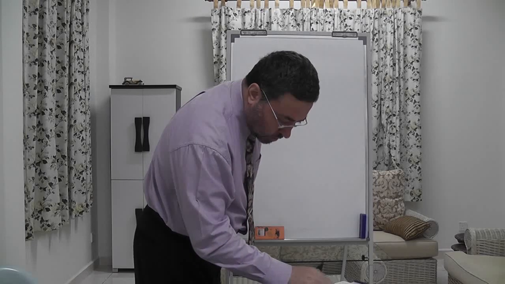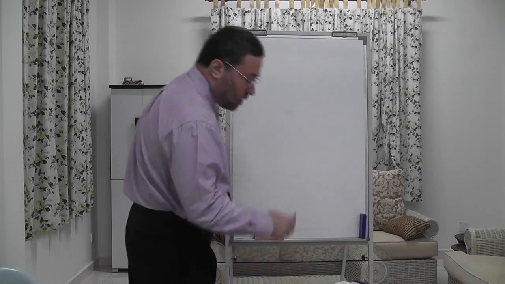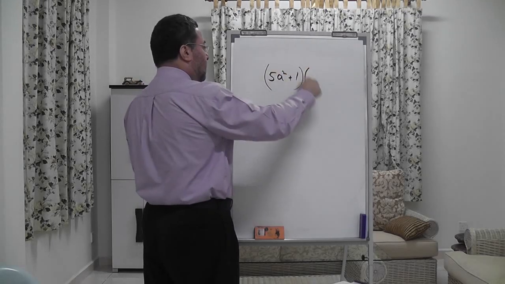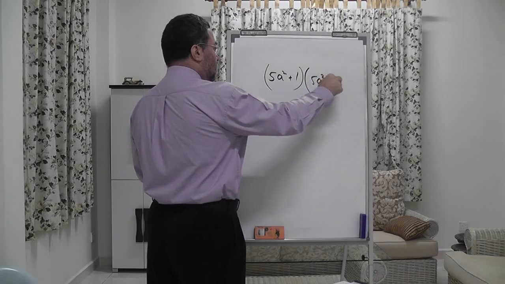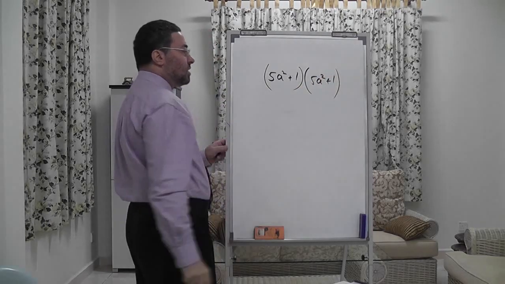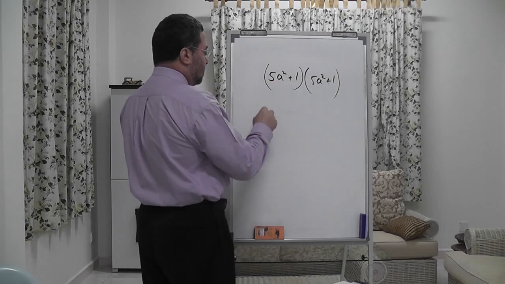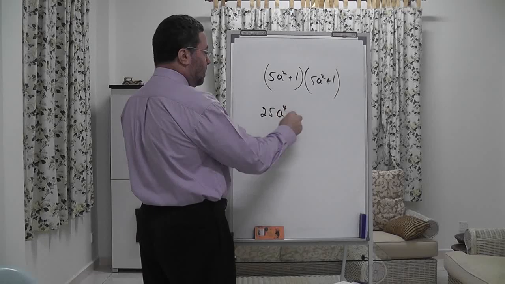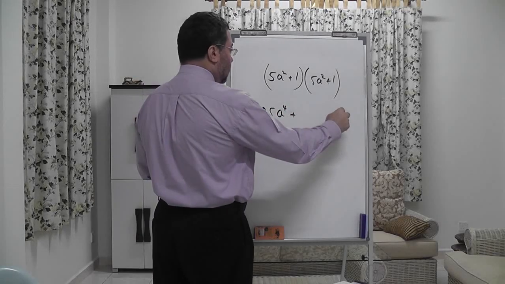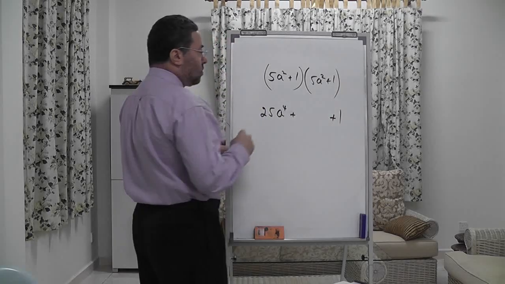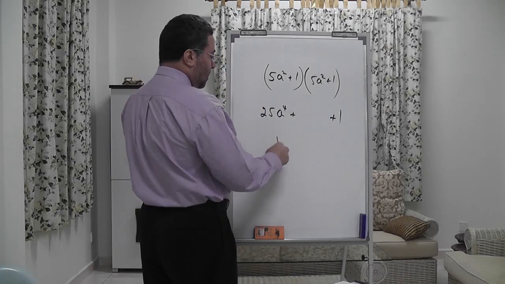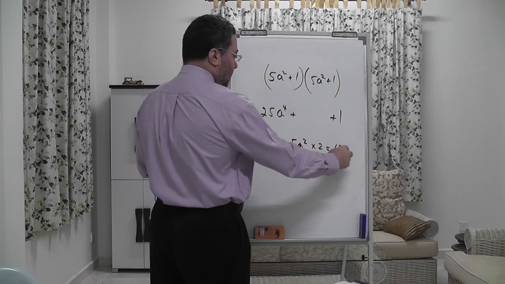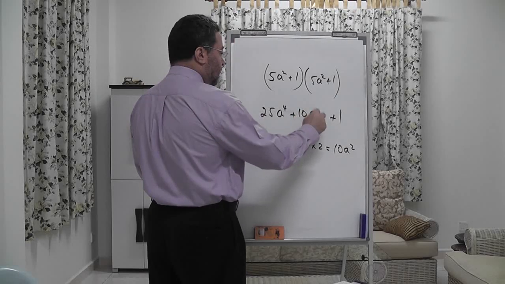Next is number 32, 5a squared plus 1 multiplied by 5a squared plus 1. Here the number is multiplied by itself, so it is squared. So we square the first, 25a to the 4. We square the second, which is 1, that's 1. And twice their product, 1 times 5a squared times 2, and that gives us 10a squared, and we fit it in here.